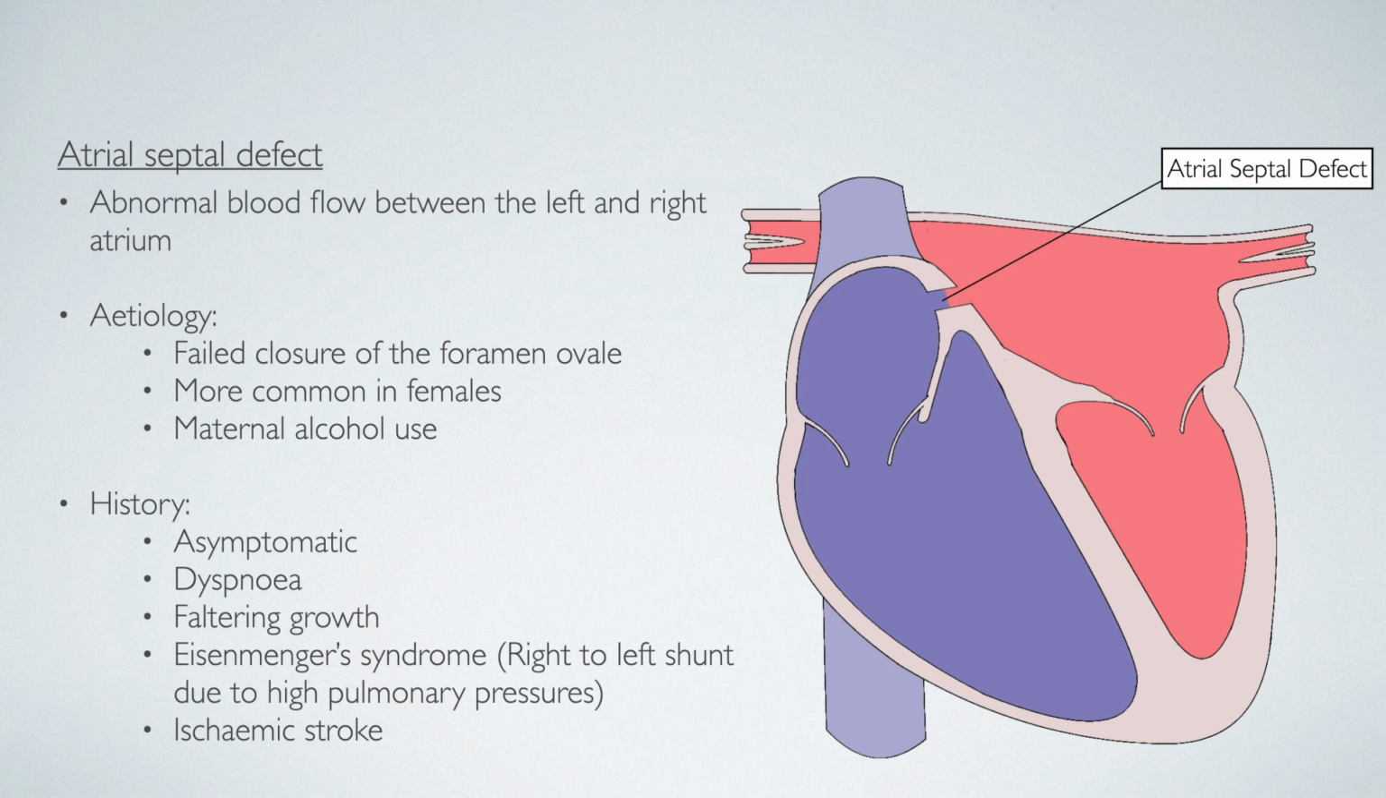Atrial septal defect may also present as ischemic stroke in later life. Here, small blood clots form in the venous system, and these are able to pass from the right to the left side of the heart through the defect. Once in the arterial circulation, they can go on to the brain to cause strokes. So any young person that has an unexplained stroke should go on to have a check for atrial septal defect.